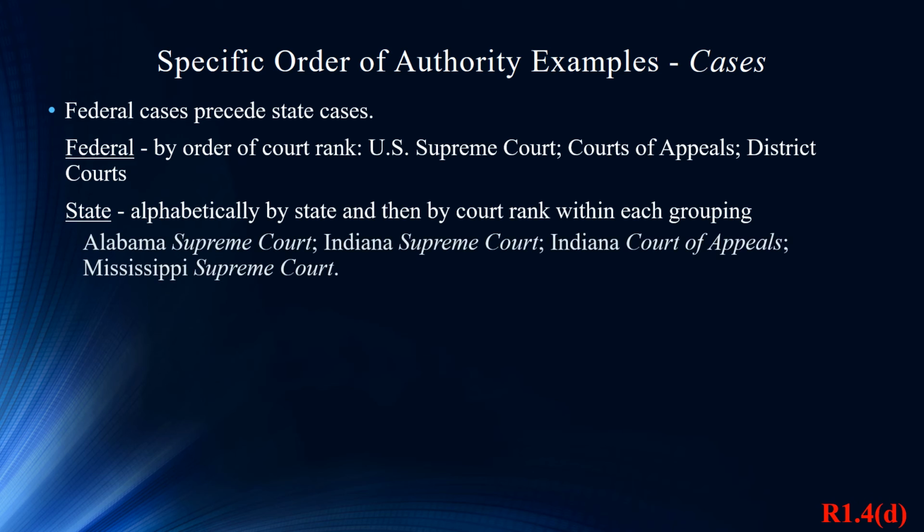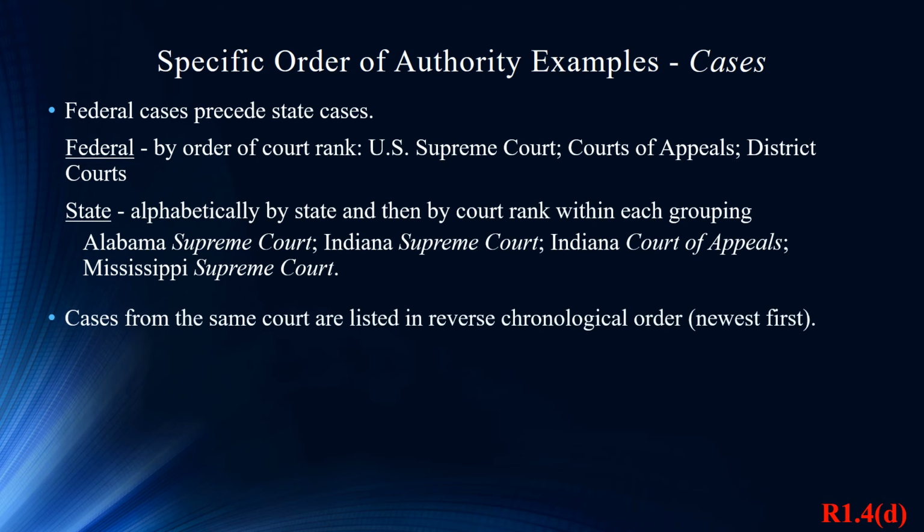We have one case from Alabama, two from Indiana, and one from Mississippi. With state cases, they are first ordered alphabetically, so we would put Alabama, Indiana, and then Mississippi. Then, if you have more than one court rank in a state, like we have here in Indiana, then you order them in court rank within that state. So the proper order is Alabama Supreme Court, Indiana Supreme Court, Indiana Court of Appeals, and Mississippi Supreme Court.